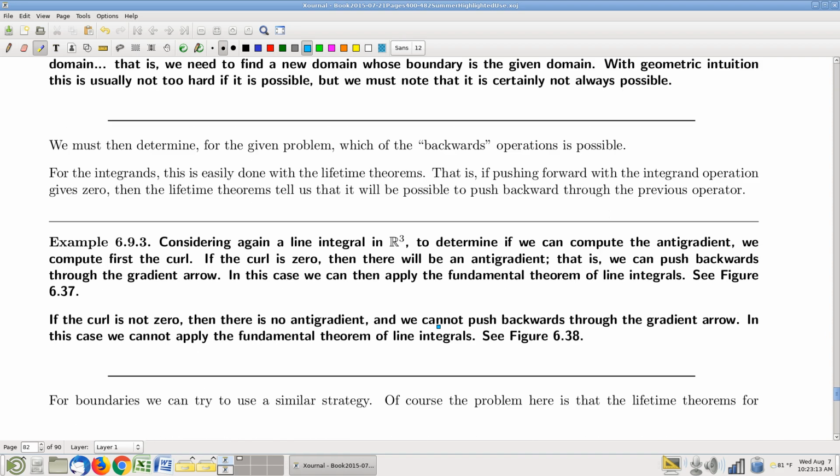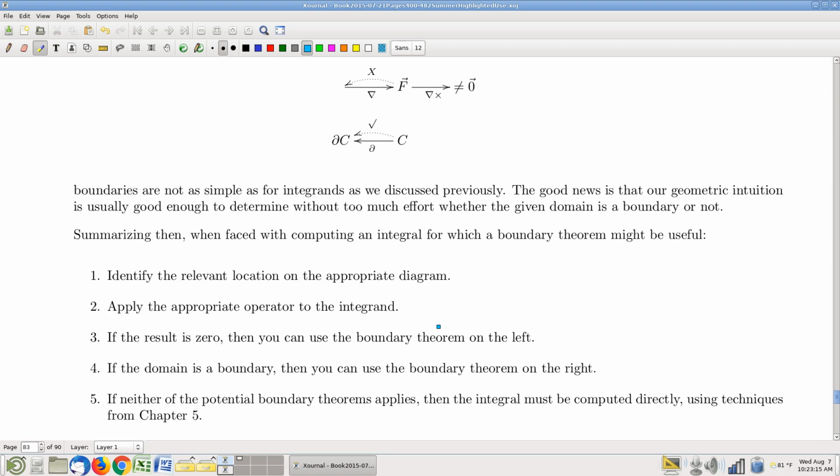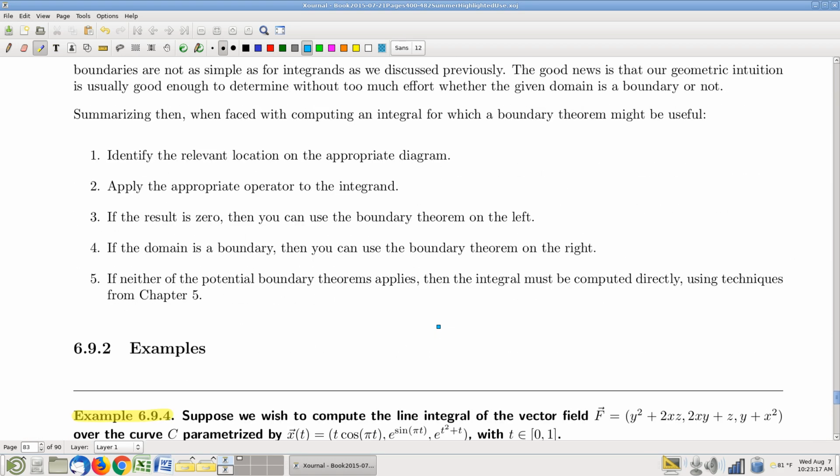So with all this in mind, roughly speaking, here's your strategy. I think this is a nice summarized strategy. Step one, no matter what kind of integral you've been asked, line integral, flux integral, R2, R3, whatever, figure out where you are in which diagram. I mean, give yourself the advantage of the roadmap, for crying out loud. All right? So that's step one. Figure out where you are in which diagram. Then, apply the appropriate operator.